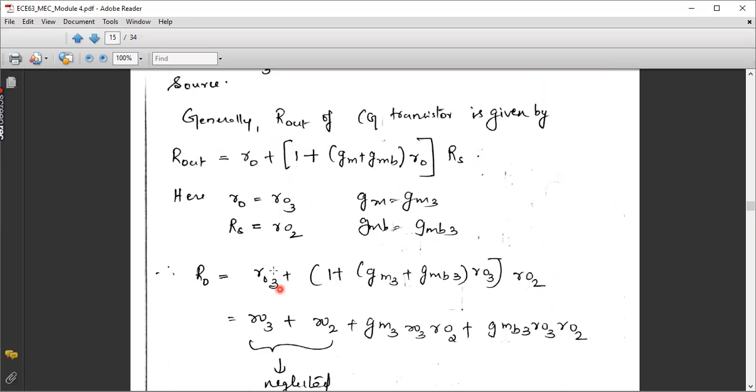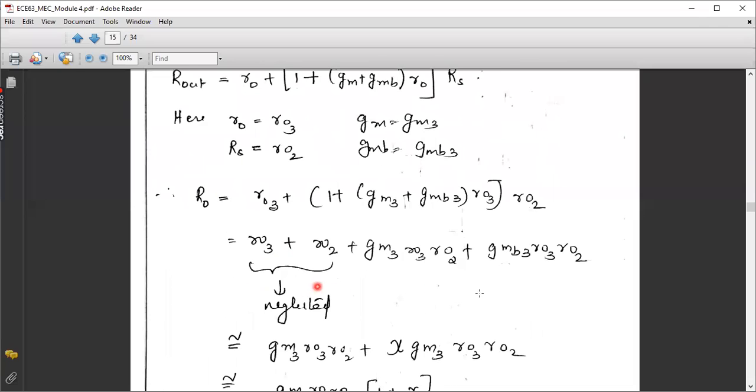So Rout is equal to R03 plus 1 plus GM3 plus GMB3. GMB is the transconductance due to the body effect. Already we have discussed it before. Again, R0 is R03 and RS is R02. Open the brackets and simplify. R03 plus 1 into R02. This R0 is common for the entire terms, right? So R02 plus GM3 R03 R02 plus GMB3 R03 R02. So I have opened the entire brackets and simplified.